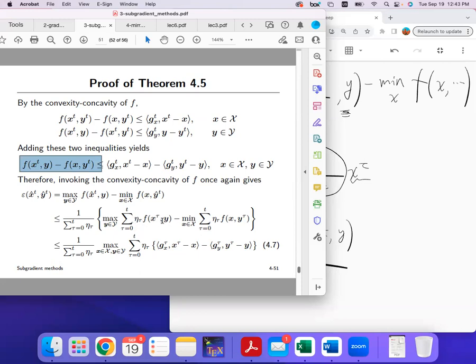Once you utilize that, these two summations become what? Sum over eta tau, and then you have this f minus that f. That becomes this inequality, which can be controlled by the difference of these two dot products, right? So you end up with this structure in the last inequality. So this comes from this inequality.